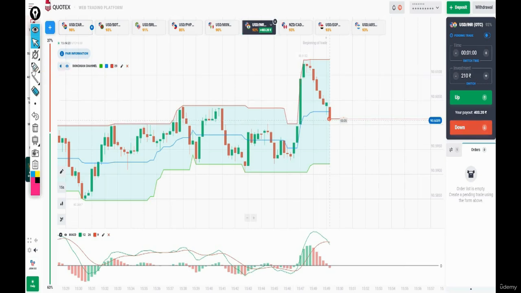So this is the second trade. This was the first trade. I executed a sell trade when the candle reached the topmost level. This was the winning trade, and this is the second trade I have executed when the candle breaks the middle line in the downward direction. I have entered a sell trade.